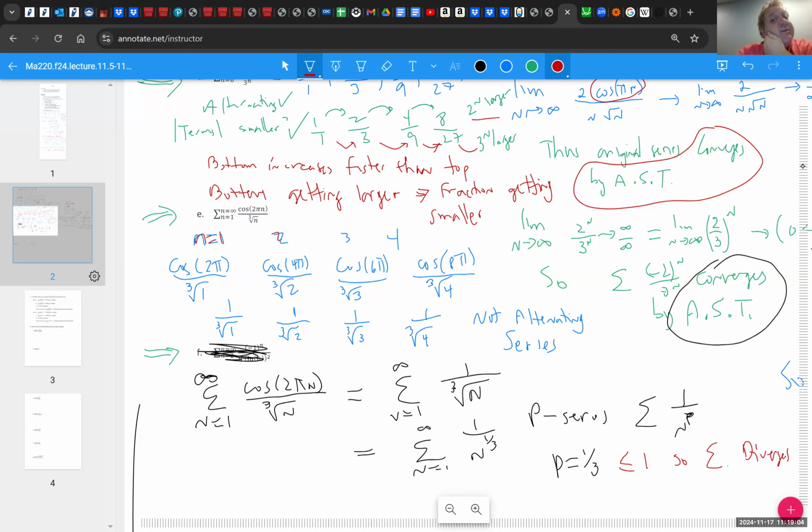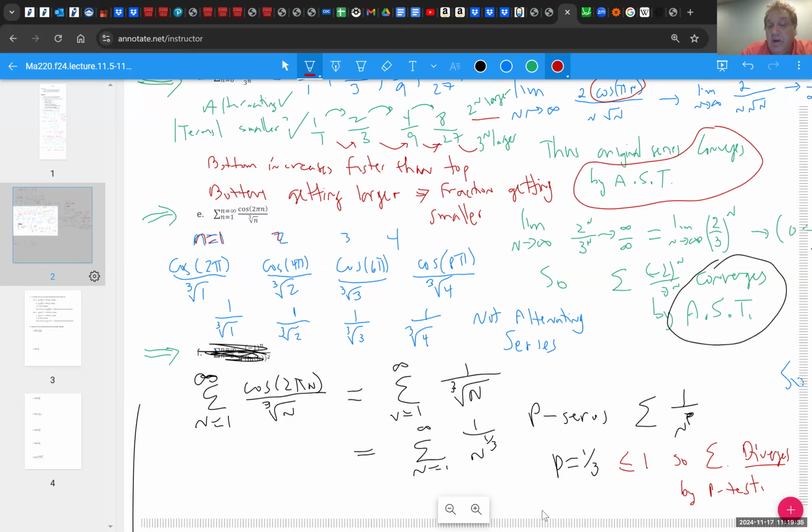If p is greater than 1, we know it converges. That's the p-series test. If you have this kind of power function, 1 over n to the p, where n is the variable and p is the number, and that exponent is greater than 1, we know that the series converges by the p-series test. If p is less than or equal to 1, we know it diverges by the p-test.